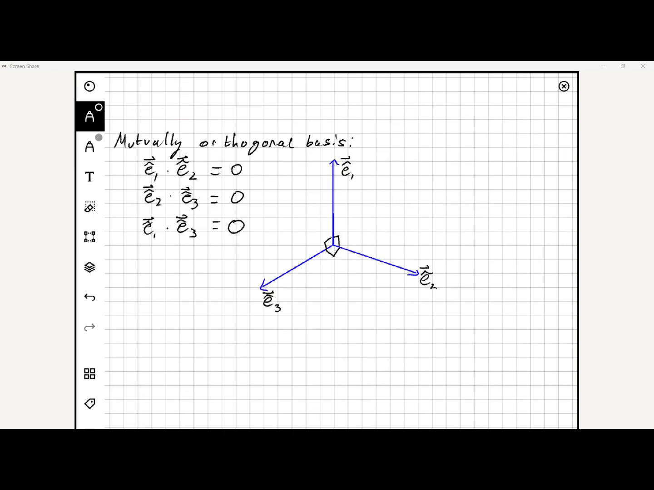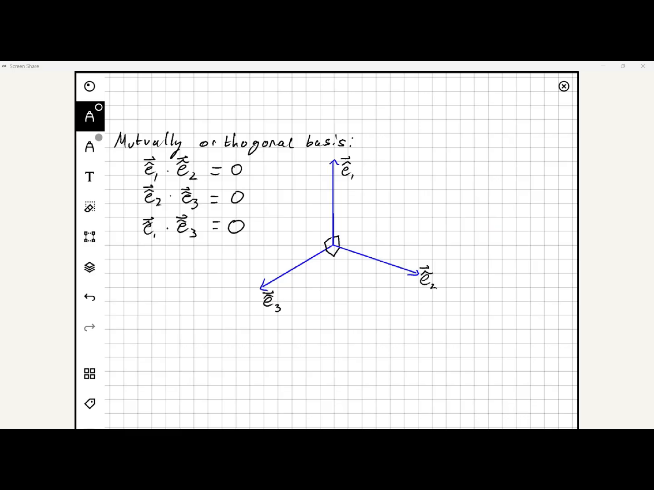This definition of mutually orthogonal is important because usually in maths and physics we like to use a mutually orthogonal basis, which is where three directions are all perpendicular to each other, and it's the easiest way to describe 3D space. Now, if we do the dot product of one direction with another, let's say E1 dotted with E2, this is equal to 0, and that's because the angle between them is 90, or pi over 2.